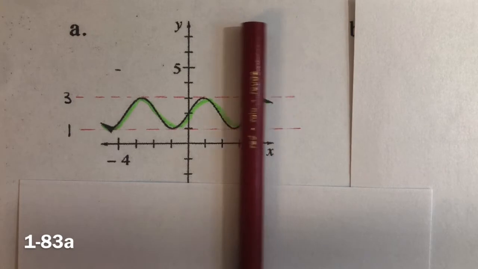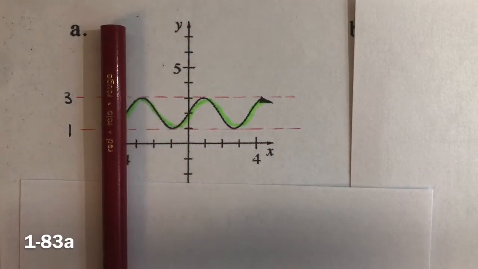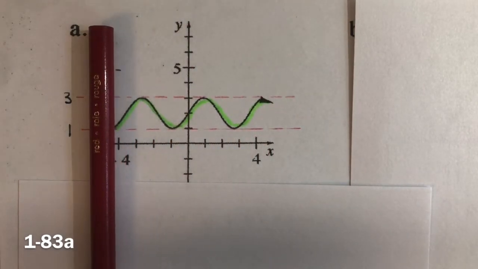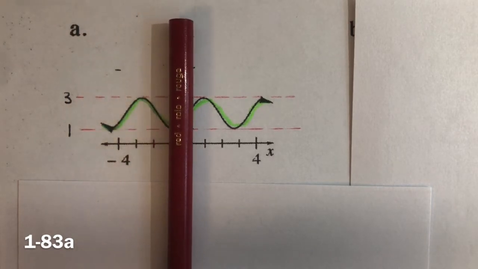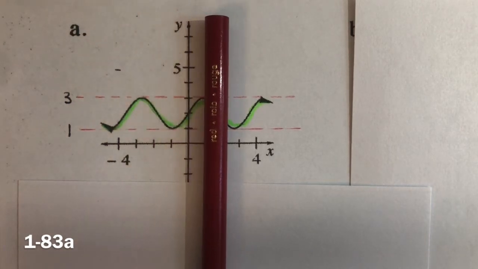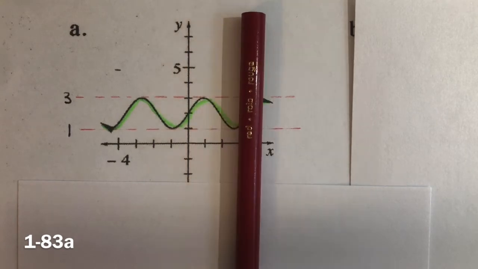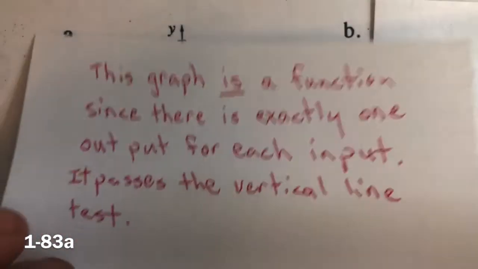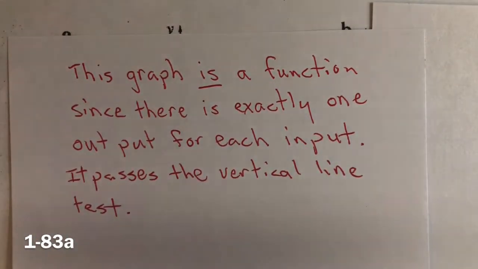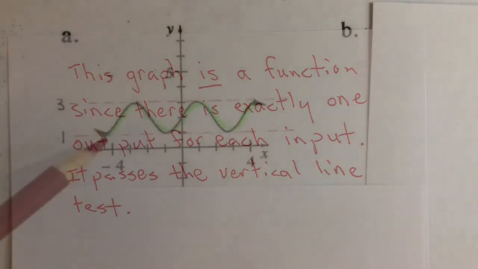And it doesn't. For each input, there's only one output. So at any time, my pencil is only intersecting the graph once at a time. So this graph is a function, since there's exactly one output for each input, and it passes the vertical line test.